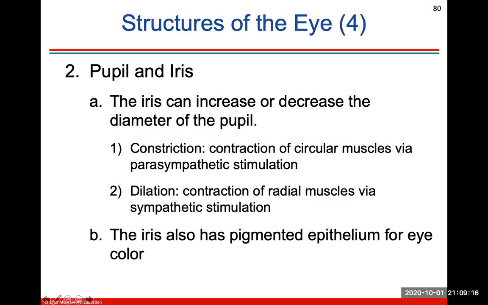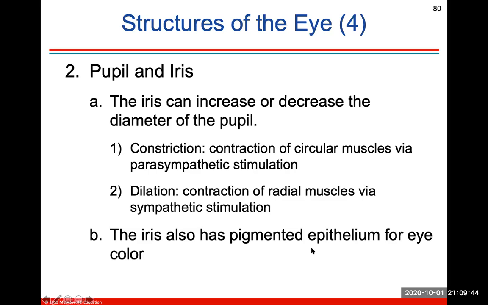Here's the pupil and iris. Again, the iris is the muscle that controls the diameter of the pupil via constriction and dilation. Parasympathetic stimulation constricts the pupil, rest and digest, and sympathetic stimulation dilates the pupil, your fight or flight. You should know which autonomic nervous system constricts the pupil and which dilates the pupil.